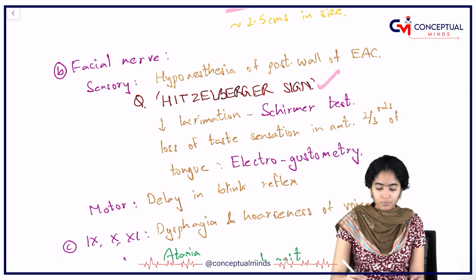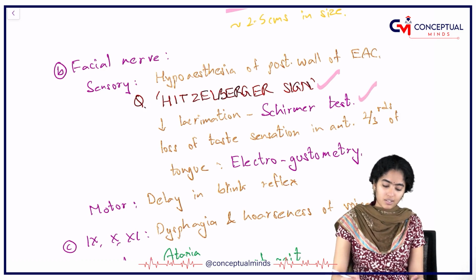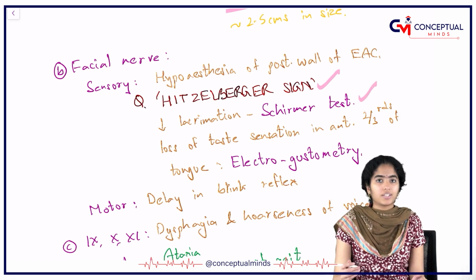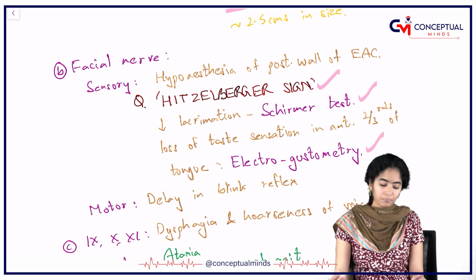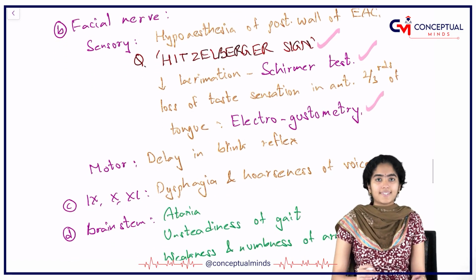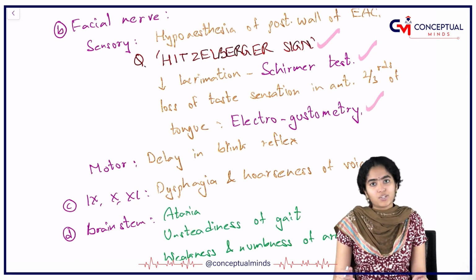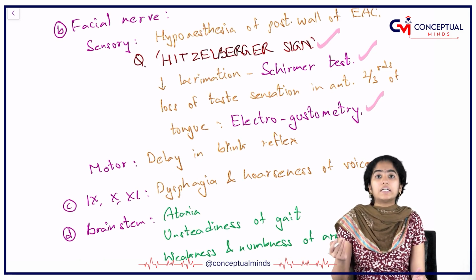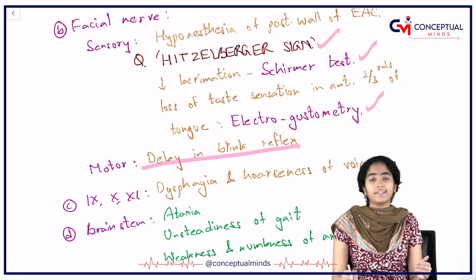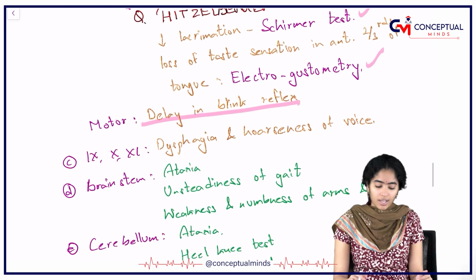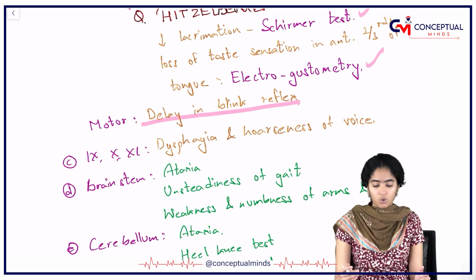And then decreased lacrimation by Schirmer test, and loss of taste sensation in the anterior 2/3 of the tongue, which can be checked by electrogustometry. And then after the sensory part, even the motor part of the facial nerve is affected, and that's when you see a delay in blink reflex. And then slowly the 9th, 10th, 11th cranial nerves are affected. That's when you see dysphagia and hoarseness of voice.